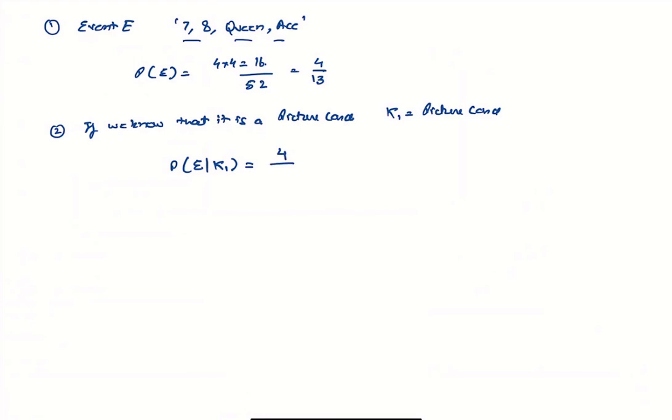and among the 4 desirable events, there are only 4. But how many picture cards are there? Picture cards are queen, jack and king, so 3 of each suit, and there are 4 suits, so there would be 12. So 4 out of 12, or 1 by 3.